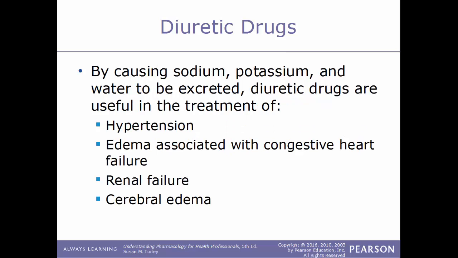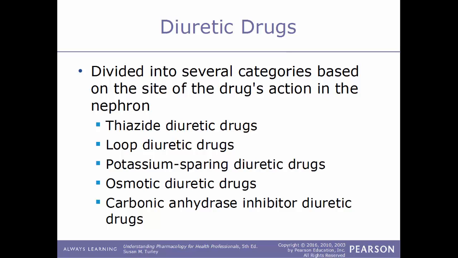So by causing this excess sodium and potassium and water to be excreted, diuretic drugs are useful in treatments for hypertension, edema associated with congestive heart failure, renal failure, and cerebral edema. And the whole point of diuretics is to prevent sodium and potassium and excess water adding volume to your blood, which means the heart would have to work harder to pump the blood volume throughout the body. Diuretics are divided into several categories, and they're based on the site of the drug's action in the nephron. And the nephron is the main functional unit of a kidney.